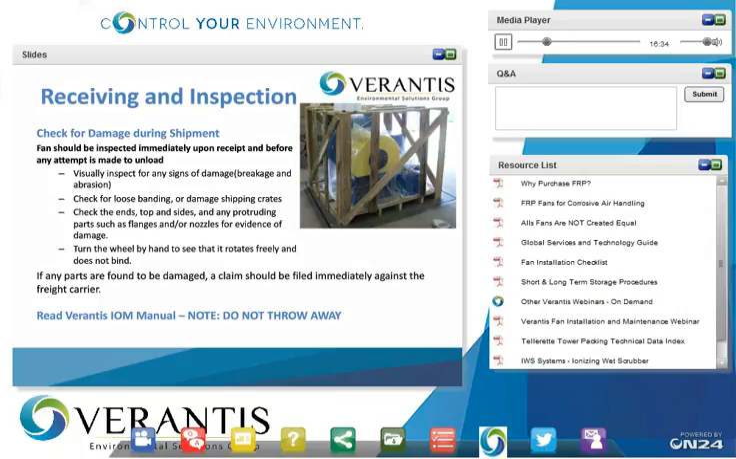Together with everything with the shipping, it comes with a paper copy of the IOM menu, so you want to make sure that you can locate them, keep it in a feasible place, and you want to actually read it immediately after you receive the fans. Please do not throw it away.